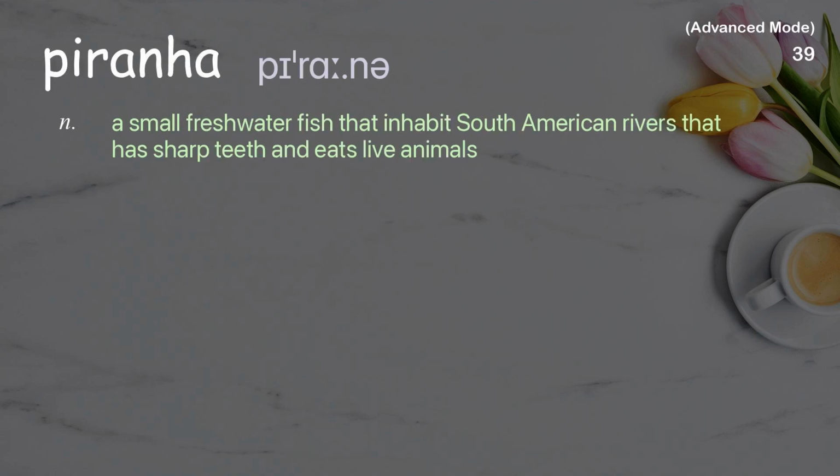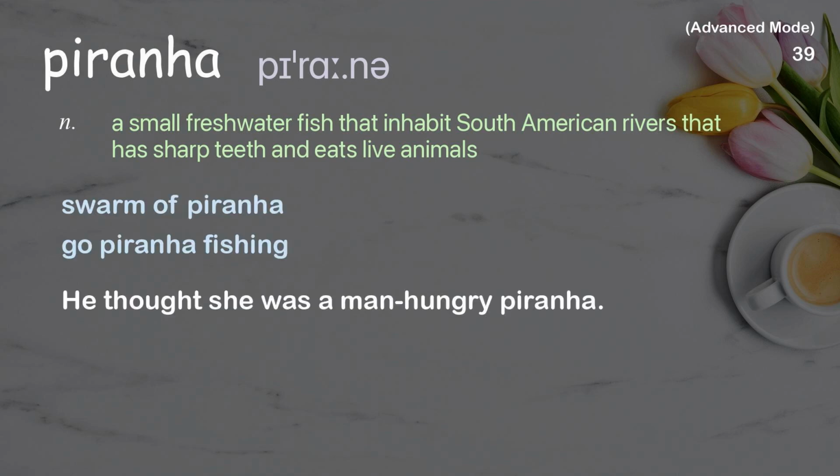Piranha. A small freshwater fish that inhabits South American rivers that has sharp teeth and eats light animals. Examples: Swarm of piranha. Go piranha fishing. He thought she was a man-hungry piranha.